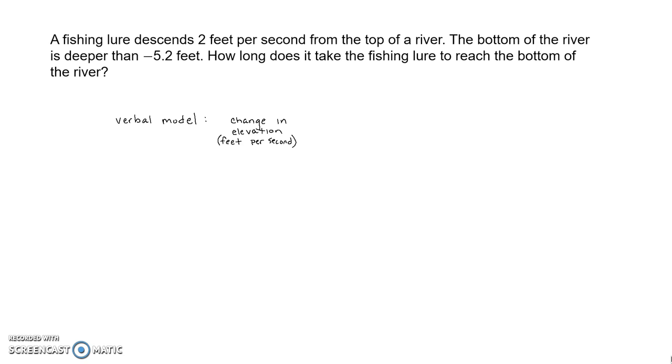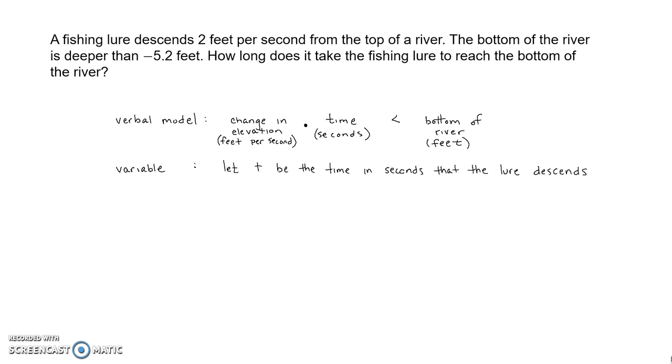Change in elevation in feet per second multiplied by time in seconds is less than the bottom of the river in feet. Next, choose a variable. Let t be the time in seconds that the lure descends. Now write an inequality. Substitute the values and variables for the word phrases in the verbal model.